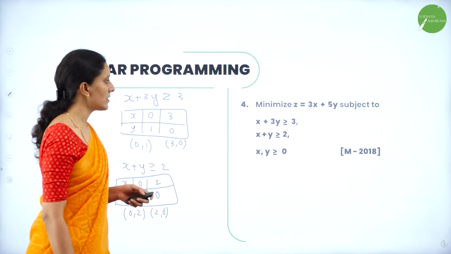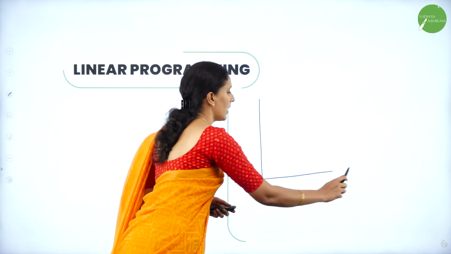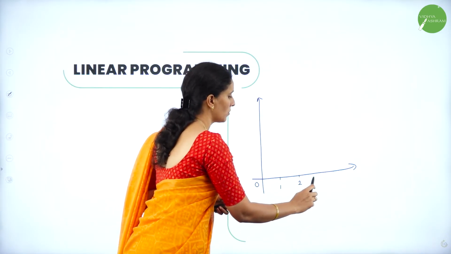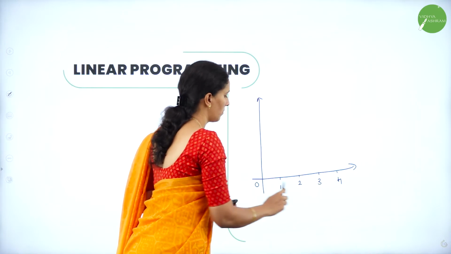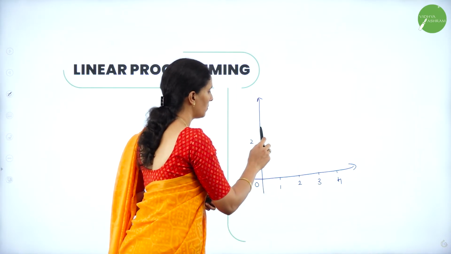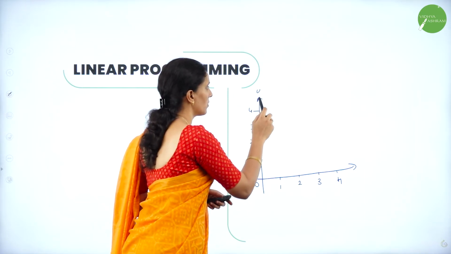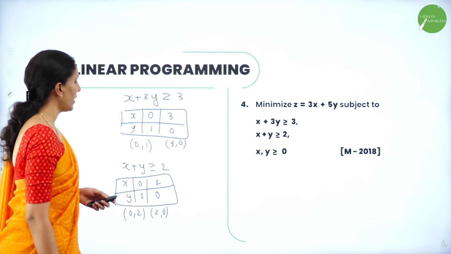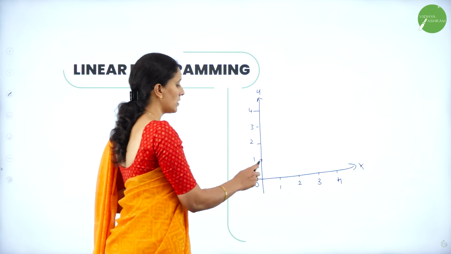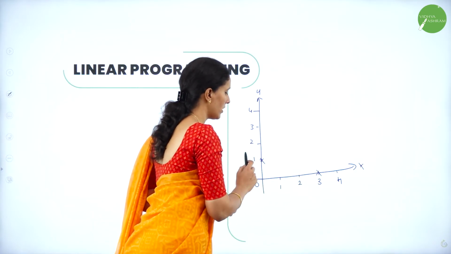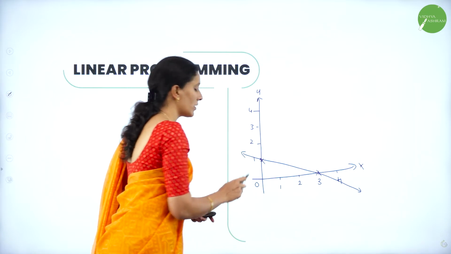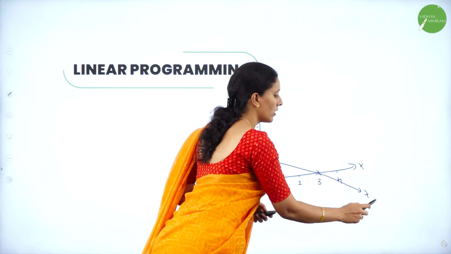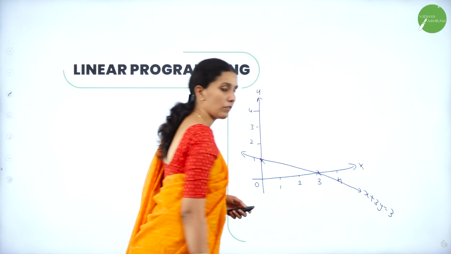Now let us plot this. Take the y-axis and x-axis, marking 0, 1, 2, 3, 4. What is the first point? 0, 1 and 3, 0. Draw a straight line. What is the equation of this line? x plus 3y greater than or equal to 3. Here you have to write x plus 3y is equal to 3.